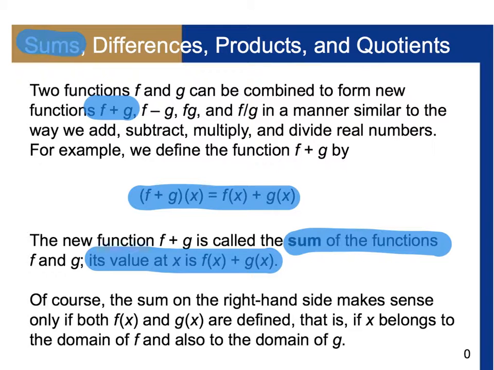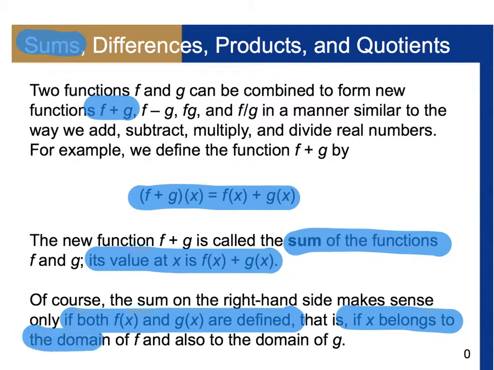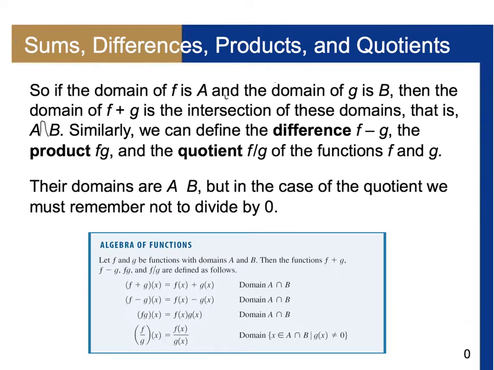The sum only makes sense if both f of x and g of x are defined, or that means if x belongs to the domain of f and also the domain of g. So x has to be able to be part of the domain of both functions. So we're just adding the two functions. F plus g of x is f of x plus g of x.